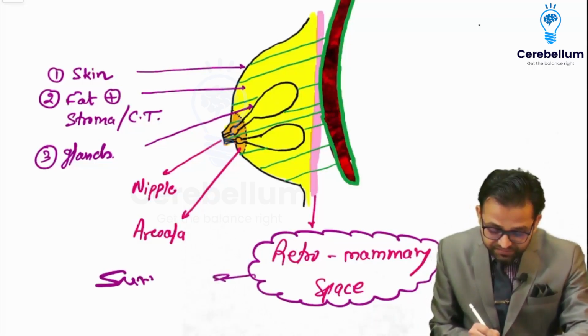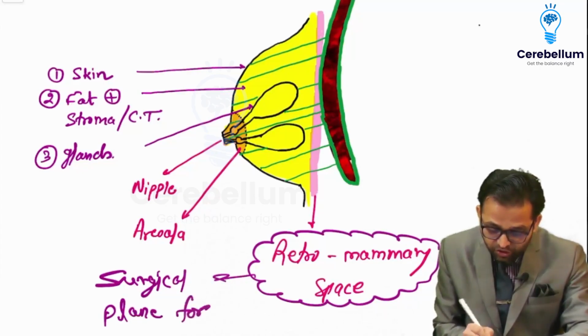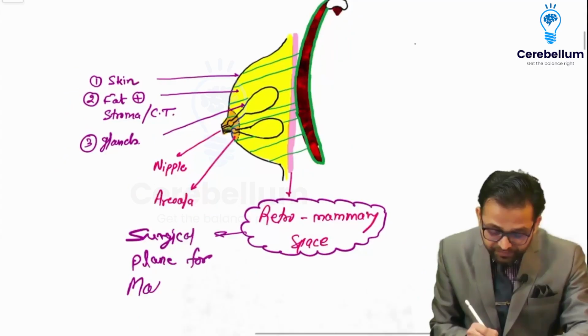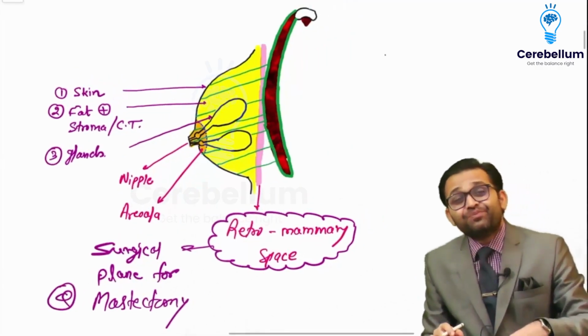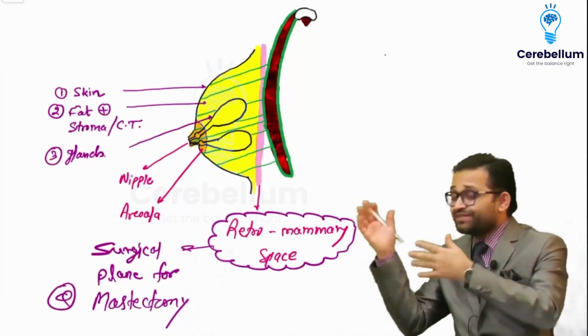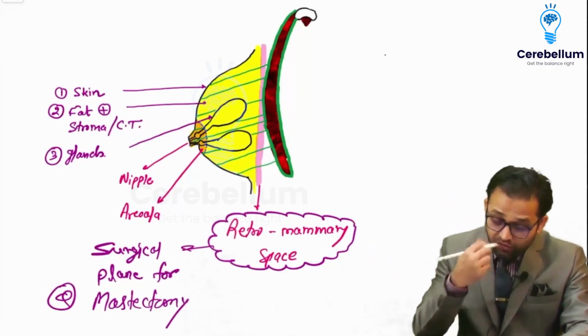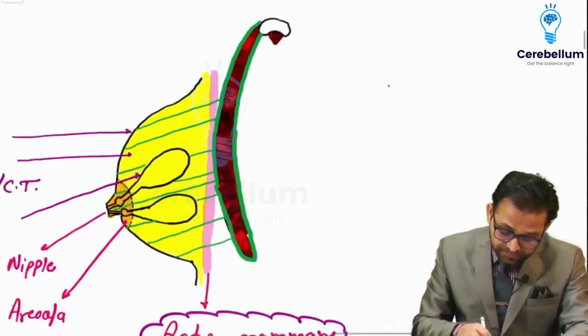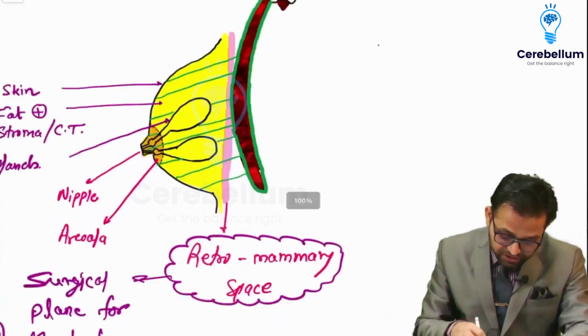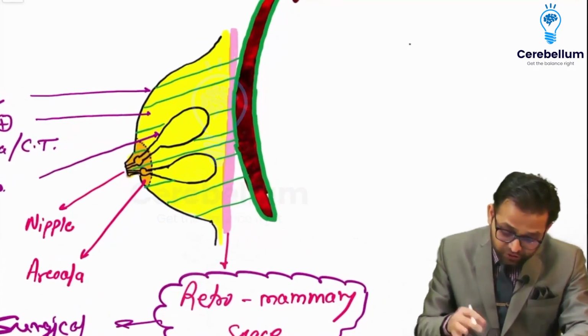It is the surgical plane for mastectomy operation, the beautiful integration of anatomy with surgery. Okay, sir. Now a few more points, try to understand. Sir, deep to all these structures, yes, sir, the retromammary space, I told you.